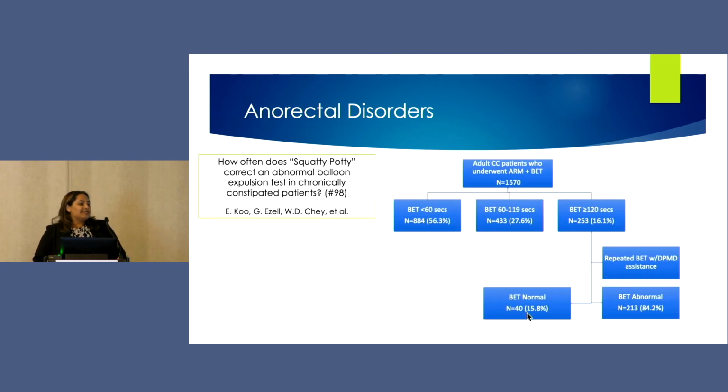And then this was a nice study looking at the squatty potty, which I don't know if any of you use in your practice, but it has been suggested that it is helpful in some patients with certain defecatory disorders. So this was a study looking at patients who had anorectal manometry and an abnormal balloon expulsion test. Basically, they had 253 patients with an abnormal balloon expulsion test. All of the patients then had a repeat balloon expulsion test using the squatty potty, and they found 1 in 7 patients had normalization of their balloon expulsion test with the squatty potty.